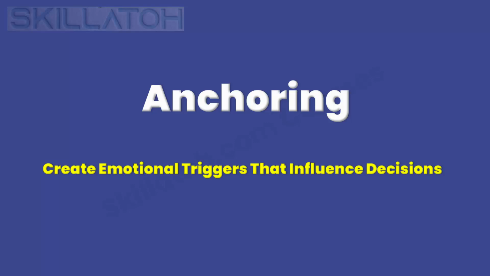Examples of using anchoring in marketing and copywriting. Using a bright and bold color scheme to create excitement and anticipation for a product launch. Associating a product with a particular celebrity to create a sense of desirability. Using sensory cues, such as the sound of a sizzling steak, to make the audience crave food. Using language that evokes positive emotions, such as joy and delight, to create a positive association with a product.